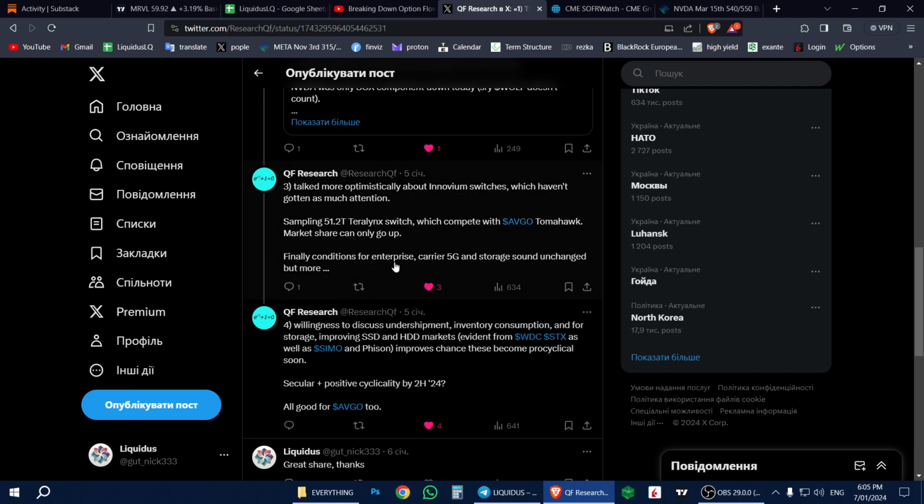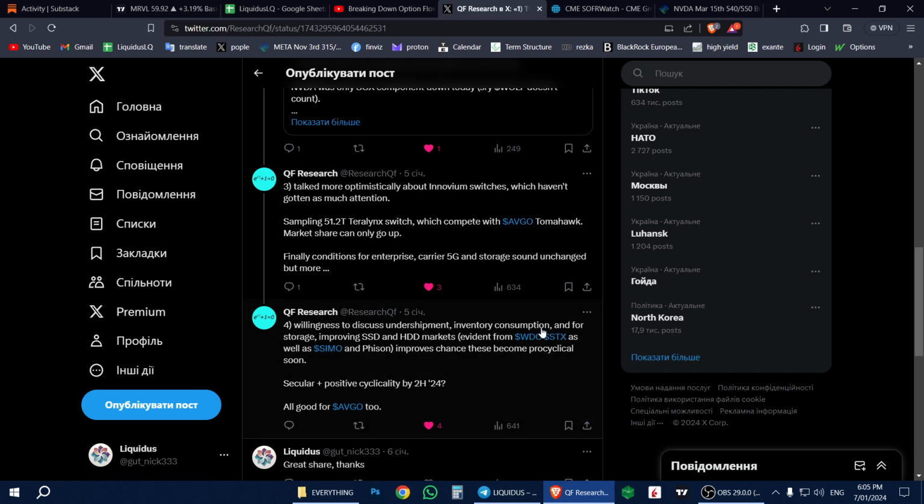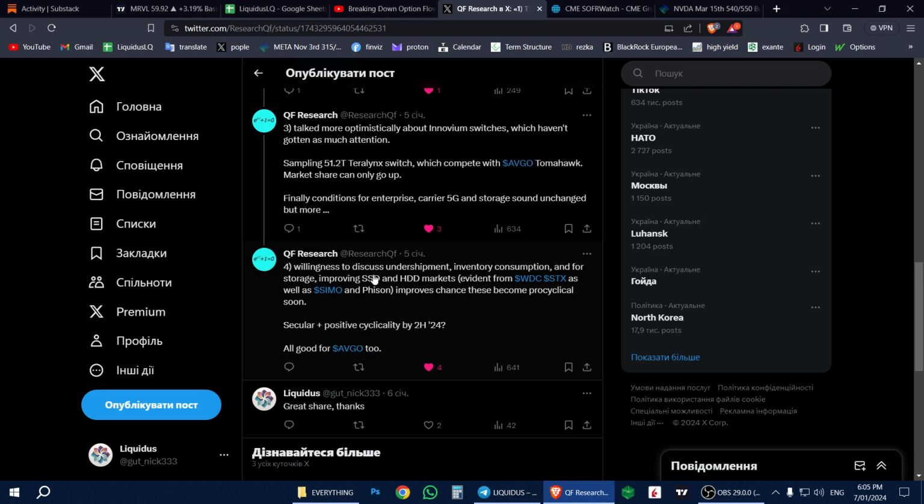Finally, conditions for enterprise, carrier 5G and storage sound unchanged, but there's more willingness to discuss undershipment and inventory consumption. For storage, improving SSD and HDD markets are evident, with secular plus positive cyclical by second half 2024. All good for AVGO as well.